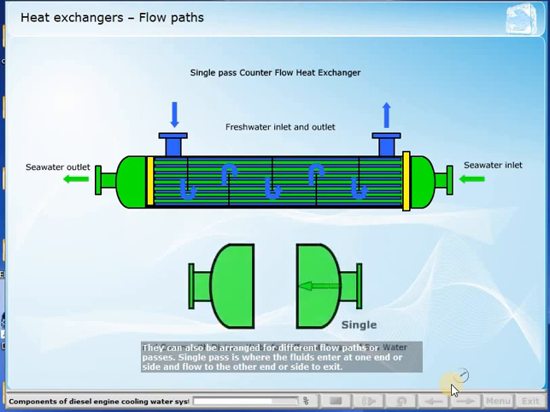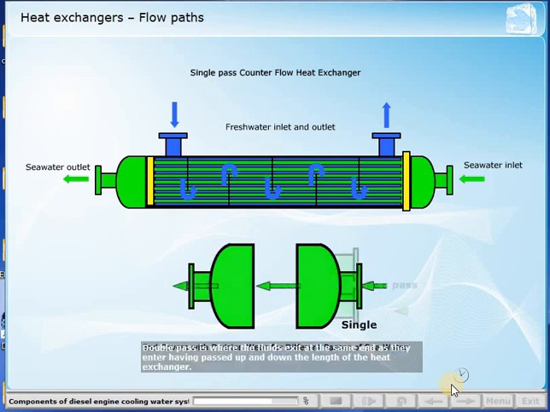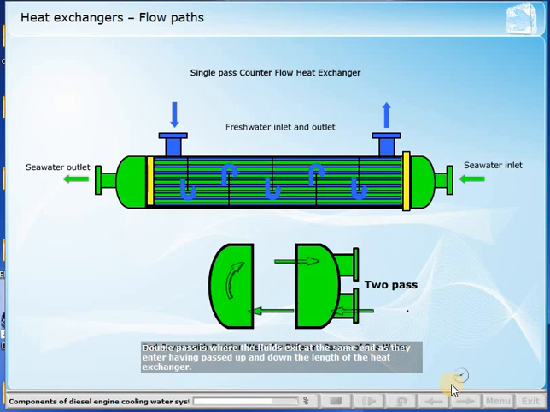They can also be arranged for different flow paths or passes. Single pass is where the fluids enter at one end or side and flow to the other end or side to exit. Double pass is where the fluids exit at the same end as they enter, having passed up and down the length of the heat exchanger.